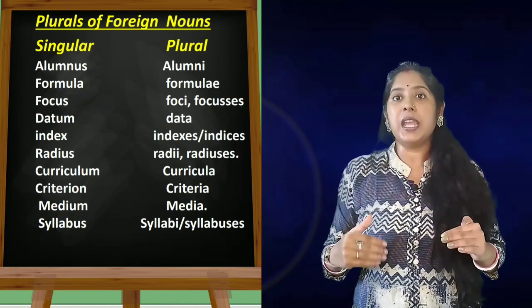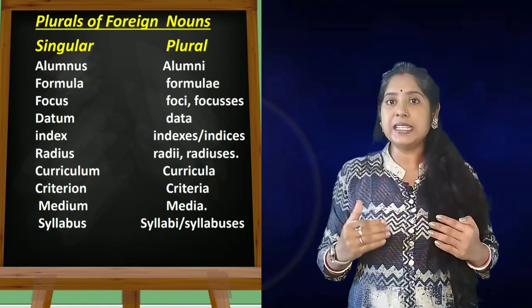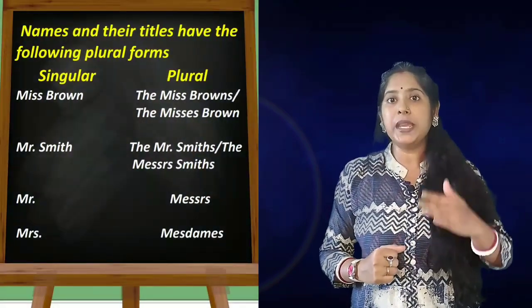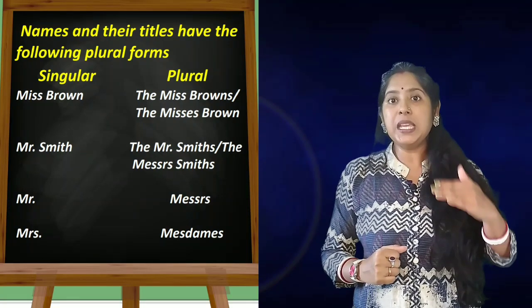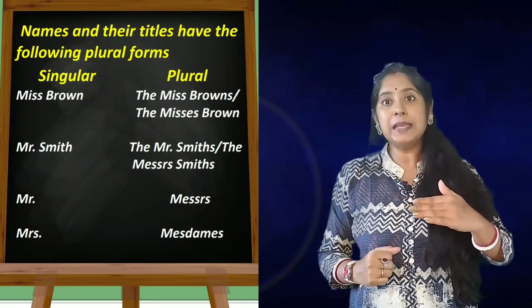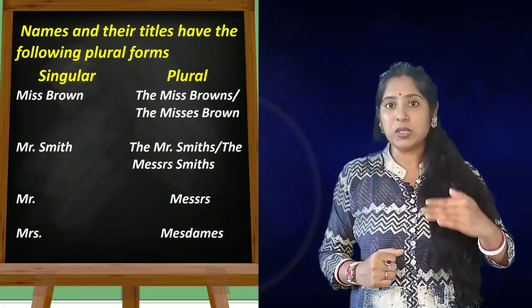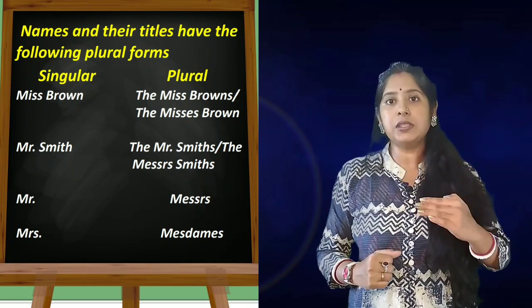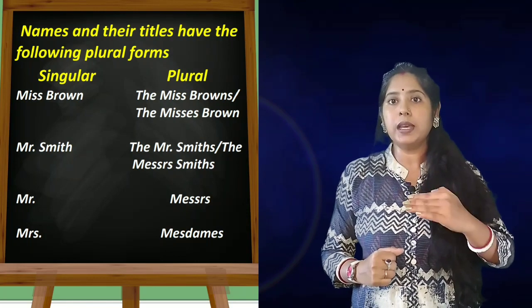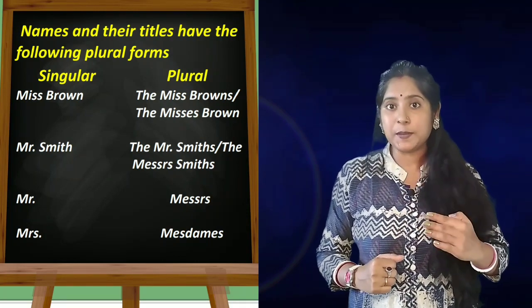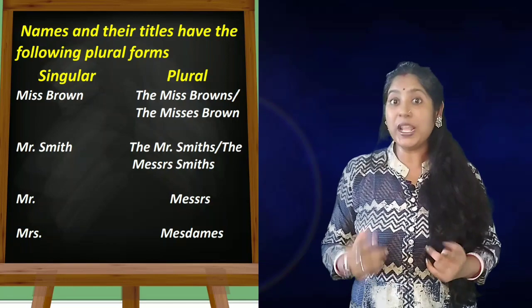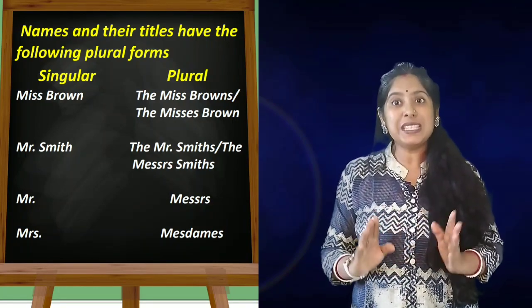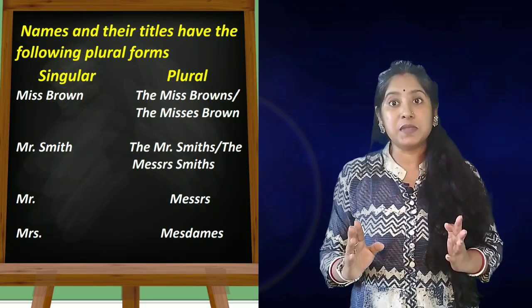Now let's study how names and their titles are made into plural forms. Miss Brown becomes the Miss Browns, the Misses Brown. Similarly, Mr. Smith becomes the Mr. Smiths or the Messrs. Smith. Likewise, the plural of Mr. is Messrs and Mrs. is Mesdames.